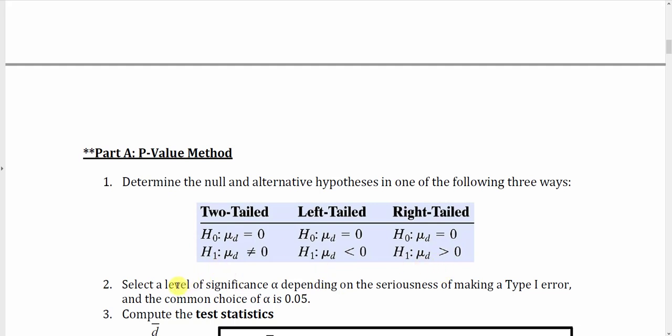After that, you select a level of significance alpha, and this is the probability of making the type 1 error.